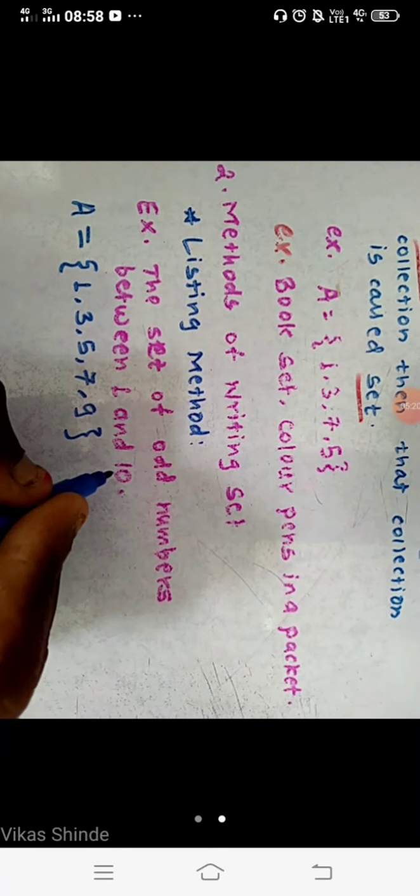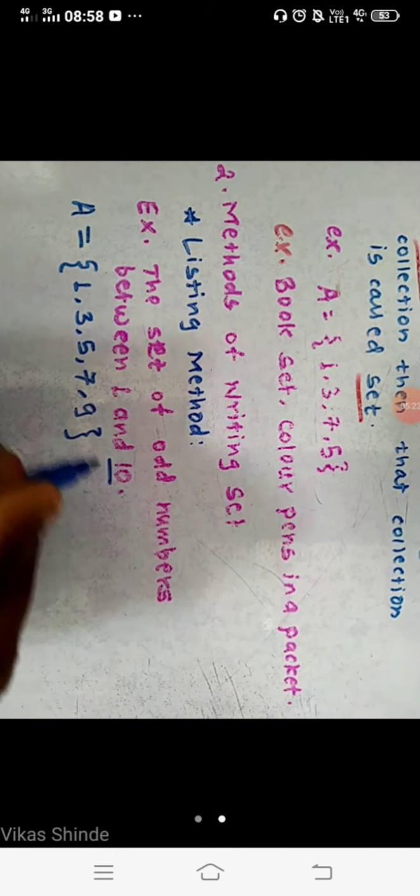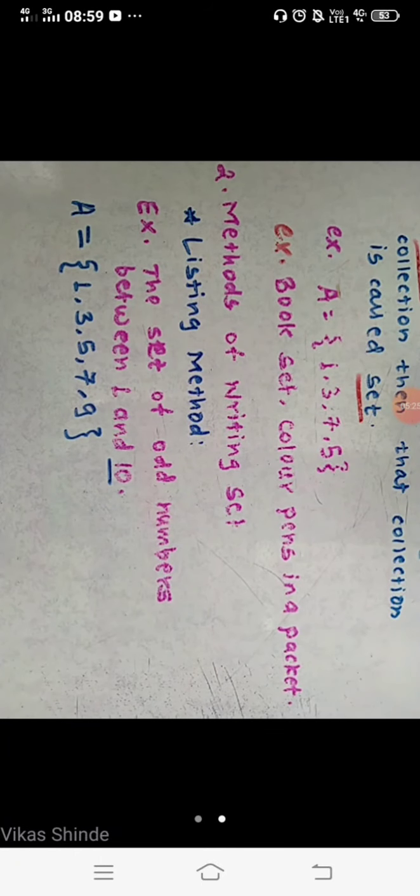Because we have been given a certain limit here, the last is 10. But we write 9, because 9 is an odd number. 10 is not an odd number. This is the listing method. We have to write the numbers one by one, in any one sequence.